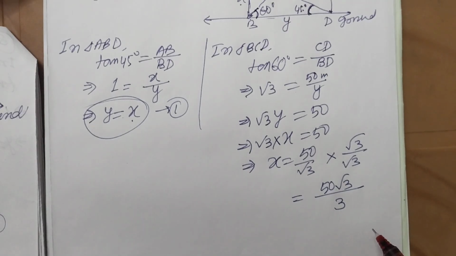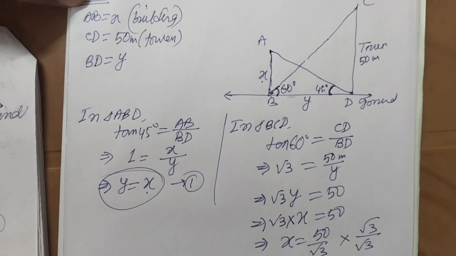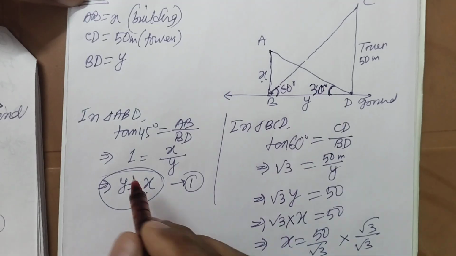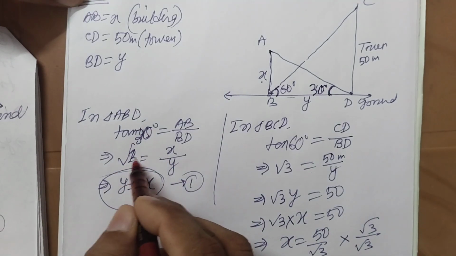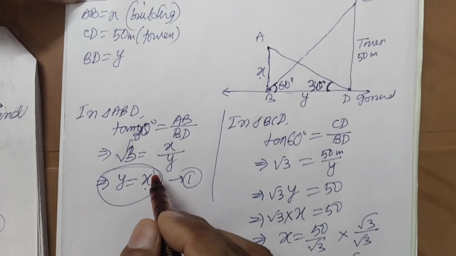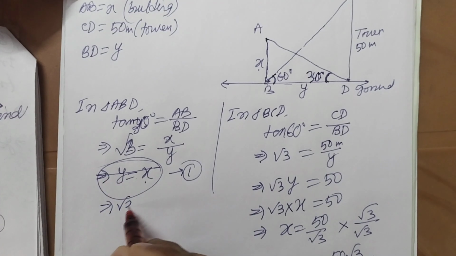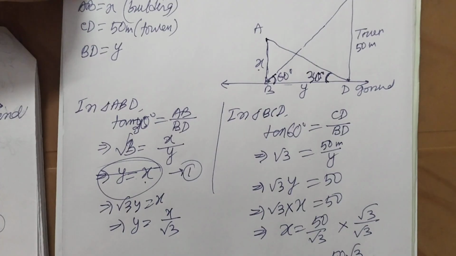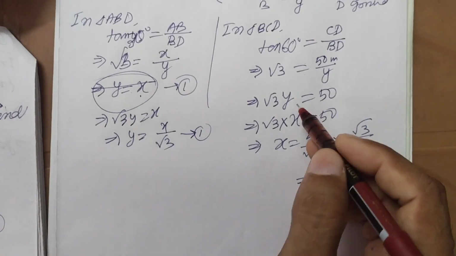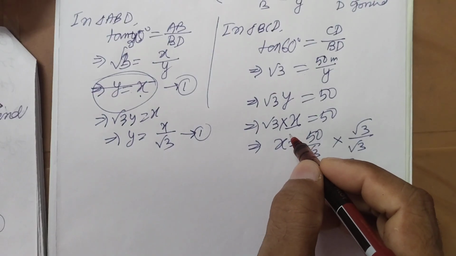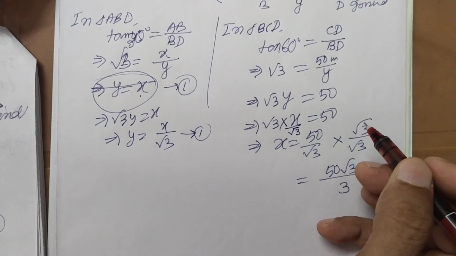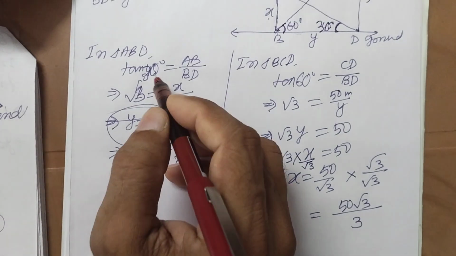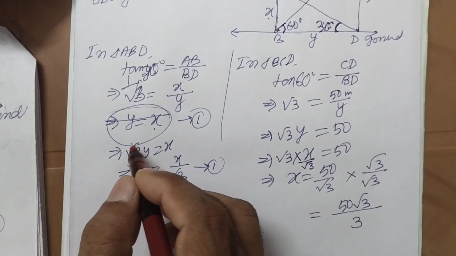We have made a mistake here. This is not 45 degree, in the question it is 30 degree. I made a mistake here. So tan 30 is 1 by root 3, so X divided by Y equals 1 by root 3, and this is the mistake I did.